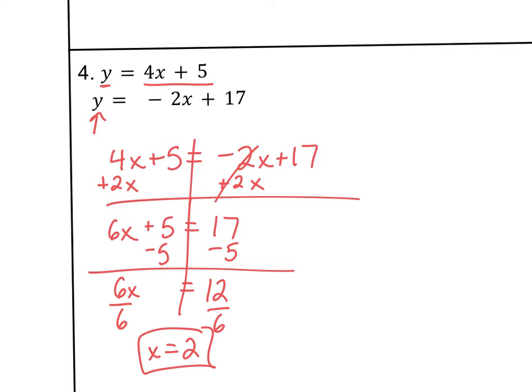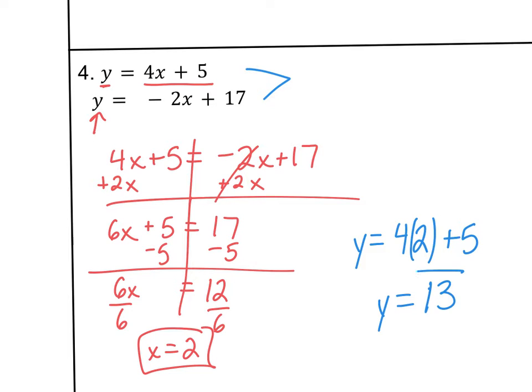Now I just need y. I can pick either of these equations. It does not matter which one. And plug that 2 in for x. So I'll just pick the top one. So y equals 4x, so 4 times 2, since x is 2, plus 5. So what is 4 times 2 plus 5? 4 times 2 is 8, plus 5 is 13. And that's it. You could go back and plug both those in and make sure that they work. But those should be your answers.